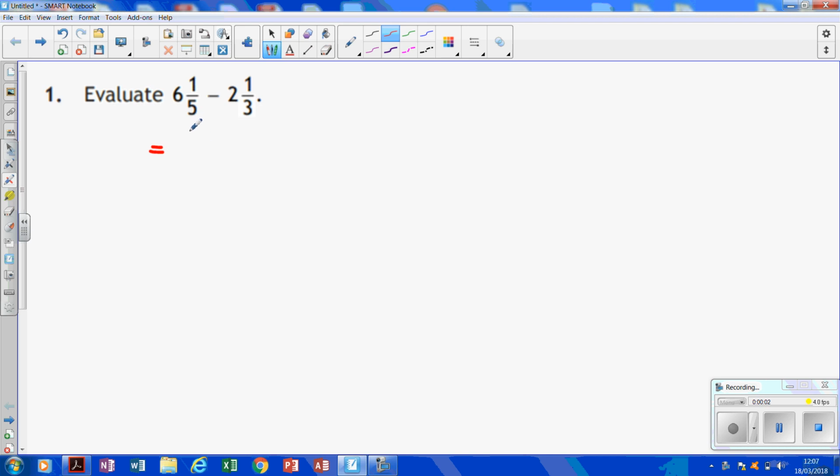First thing we'll do is we'll change both of these fractions into top-heavy fractions. So 6 times 5 is 30, add on 1 is 31/5. And we're going to take away 2 3s are 6, 6 plus 1 is 7/3.